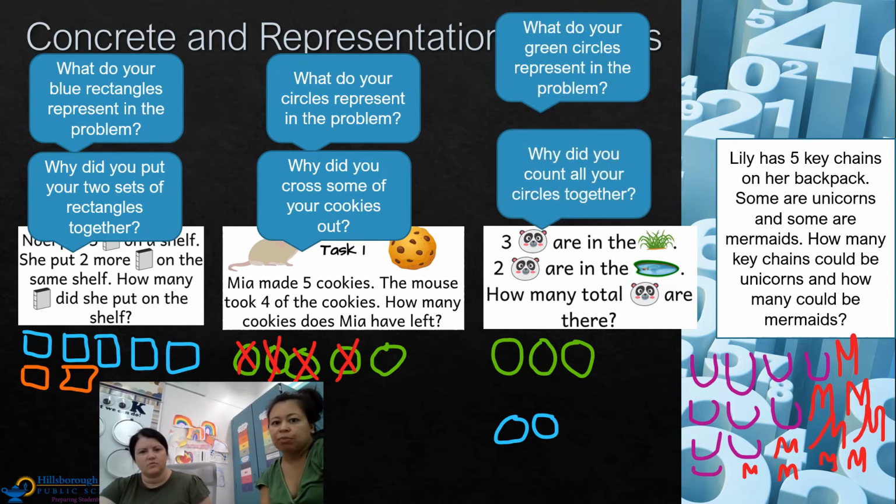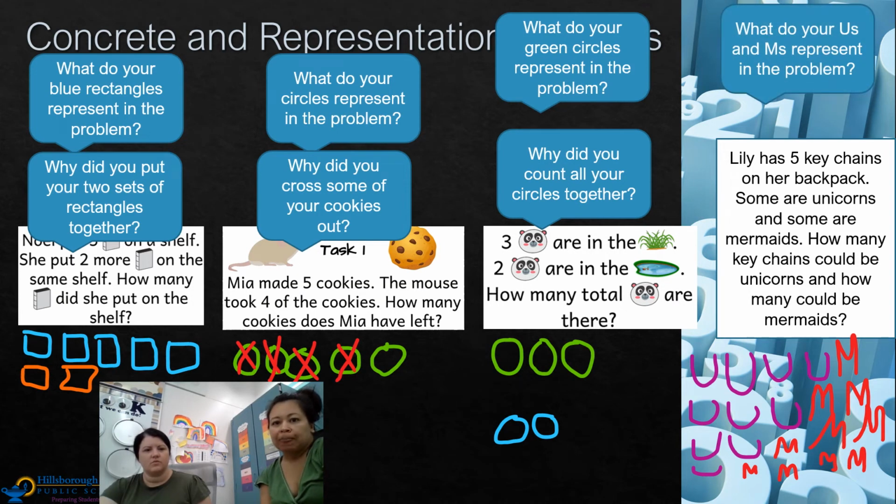Same thing. What do your circles represent? Why did you count them all together? And then you can see the U's are representing the unicorn keychains, and the M's are representing the mermaid keychains. But we know that, and we want to make sure that we are asking, because I'm sure the kids are not going to automatically do U's and M's. That was just my thinking. So they could do rectangles and circles, but they could also draw that. So we want to make sure we're really understanding what they're representing.